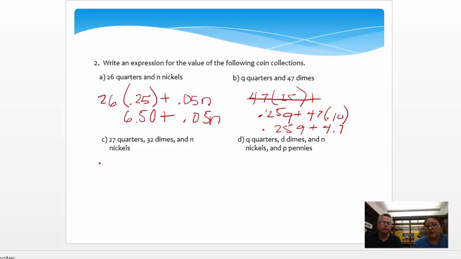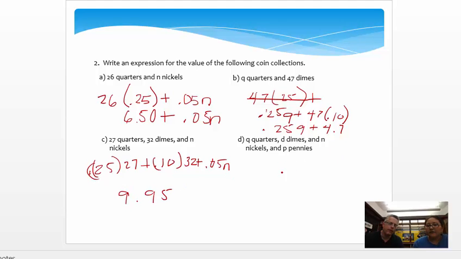So the third one, we have 0.25 times 27, 0.10 times 32, and n nickels, so that's 0.05n. Okay, let me figure out what this is. So the 0.25 times 27 and the 0.1 times 32, we can figure out. All of that is 9.95. And then we still have the plus 0.05n. There we go. Very good. There's an expression for it.